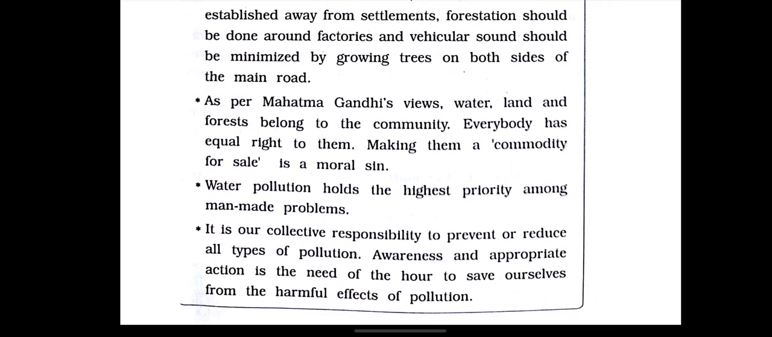As per Mahatma Gandhi's view, water, land and forest belong to the community. Everybody has equal right to them. Making them a commodity for sale is a moral sin. According to Mahatma Gandhi, what he believed is that water, land, forest, they do not particularly belong to us.